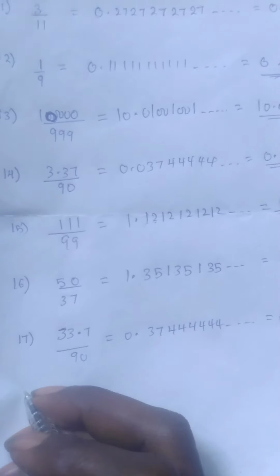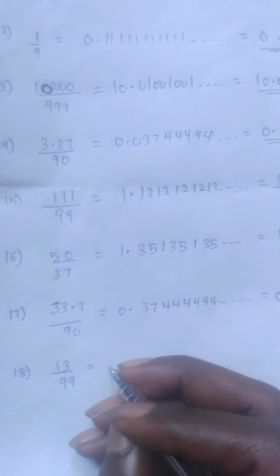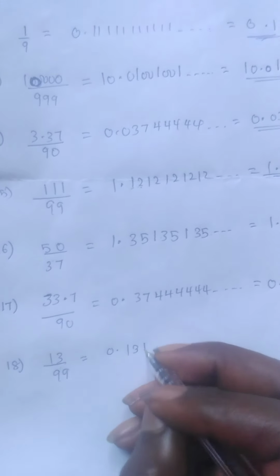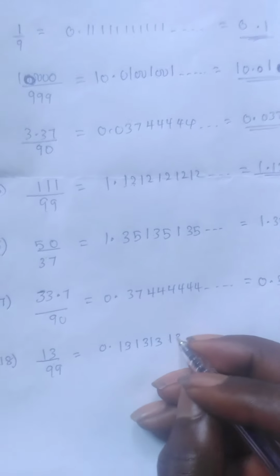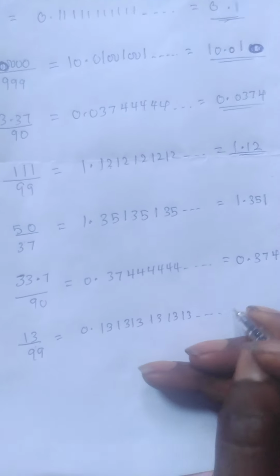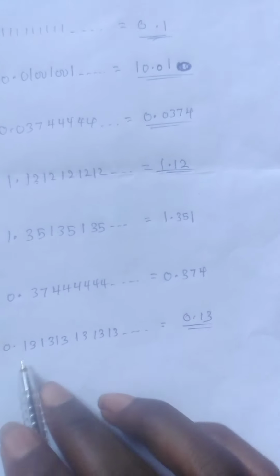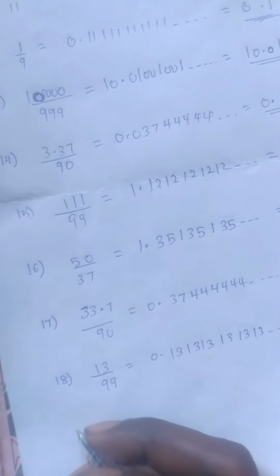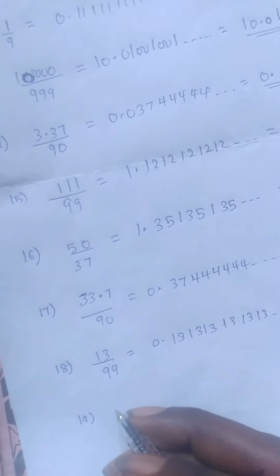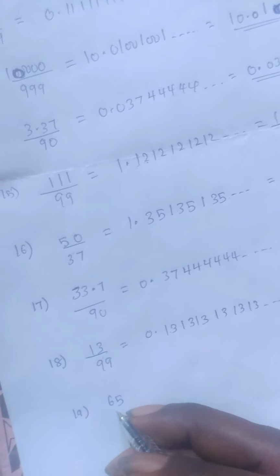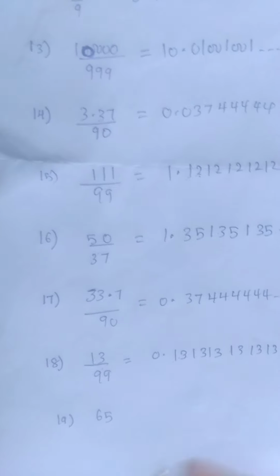Okay. Example 18, we have 13 over 99. That gives 0.1313131313, and it repeats itself, so we can just say 0.13. Okay, since 131313 repeats itself, just have 0.13. Okay. Example 19, we have 65 over, okay, I think we've done 65 over 7 at example 6.